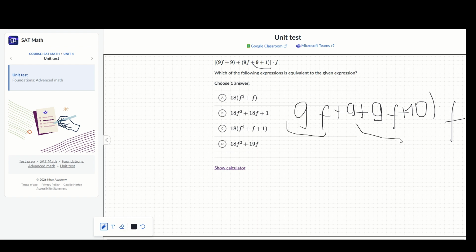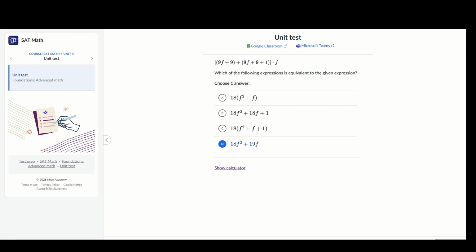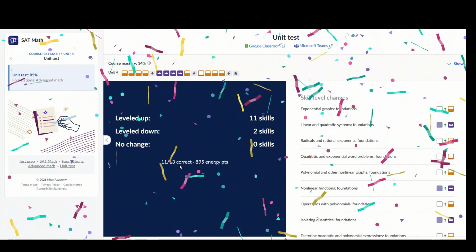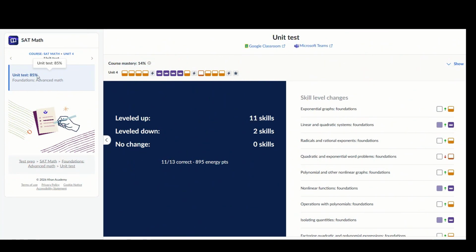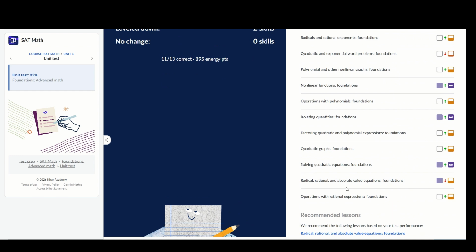9f plus 9f, 18f plus 19. Yes, multiplied by f. What will we get? 19f squared plus 19f. So the answer would be D. Yes, we are done. What percent did we get? My percent is 85. It's not good, but the reason is that we had 2 mistakes.